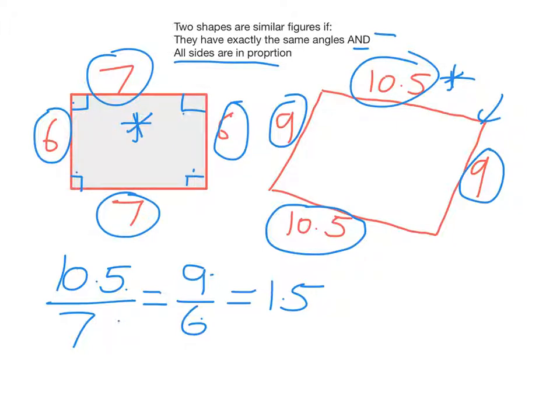Two shapes need to have both of these to be similar. So these two shapes are not similar. Even though sides are in proportion, they don't have exactly the same angles.